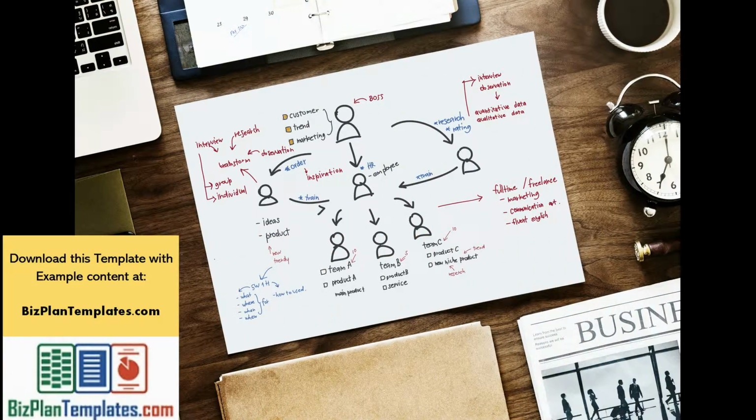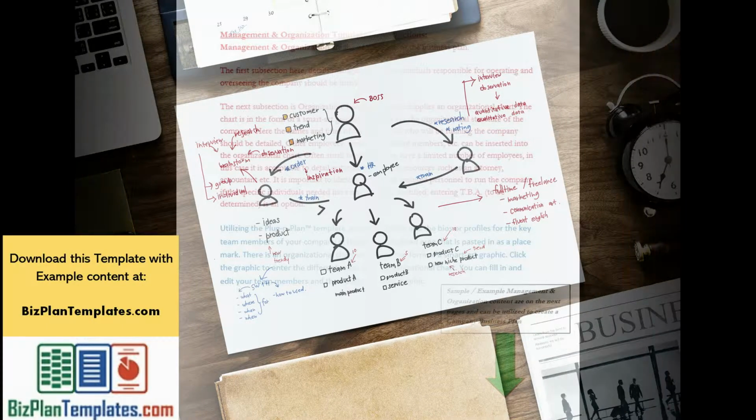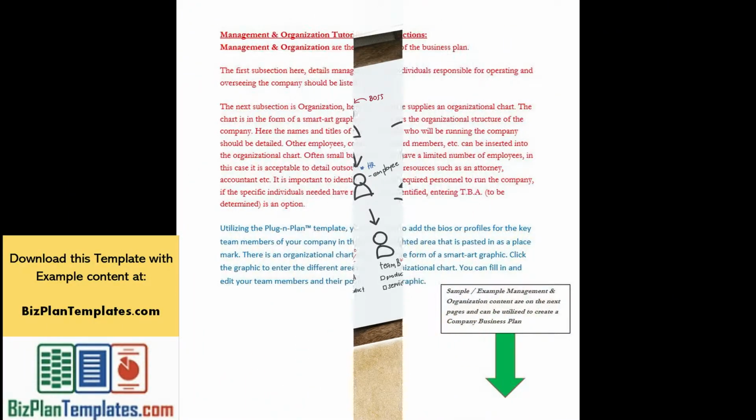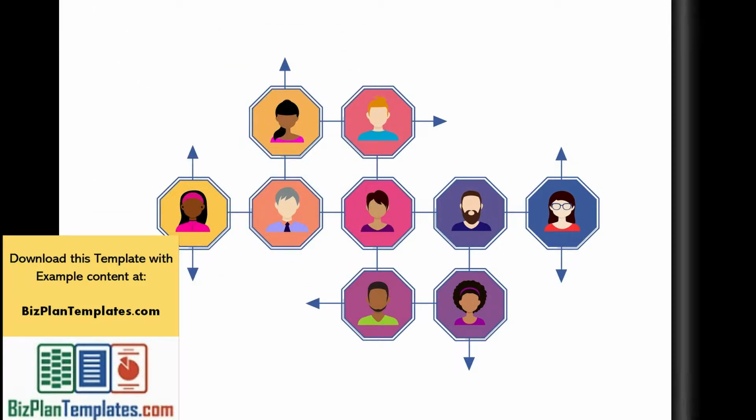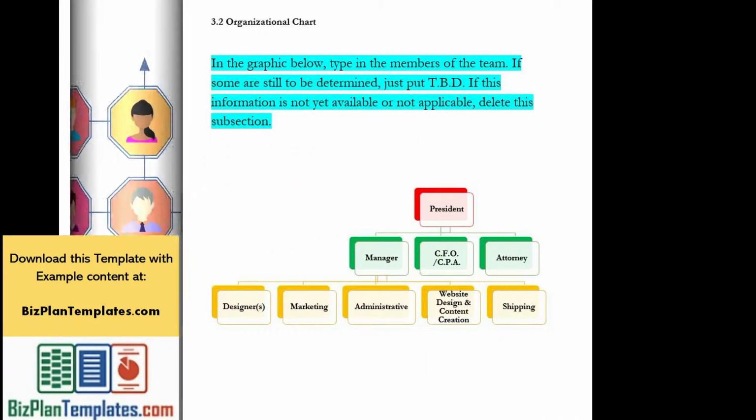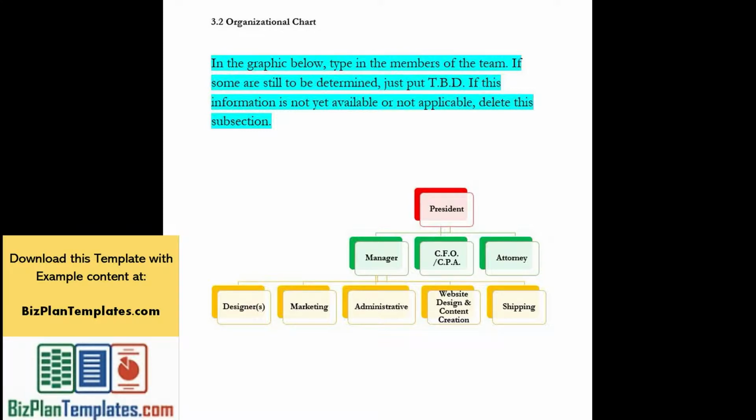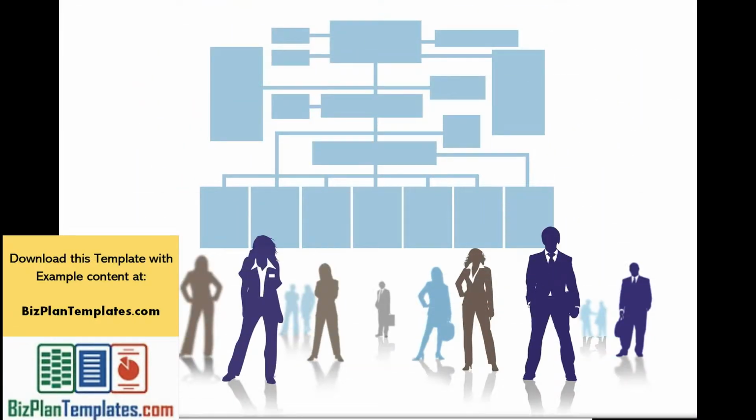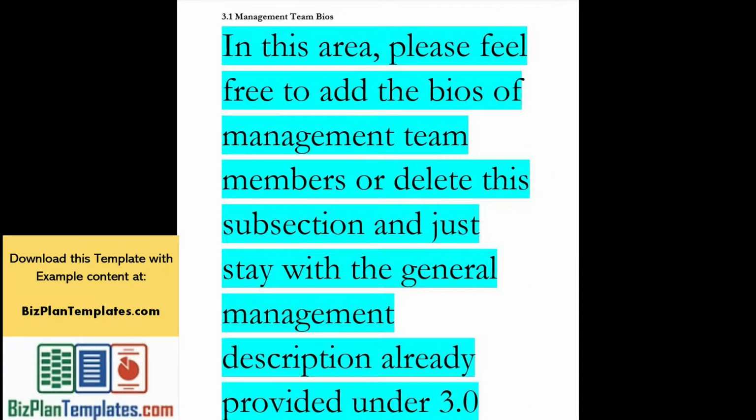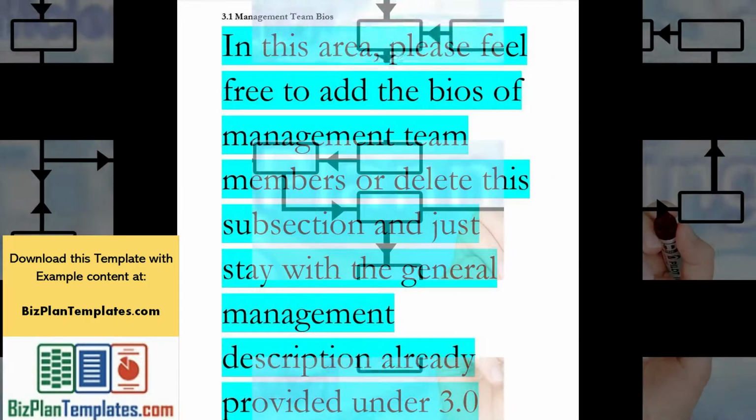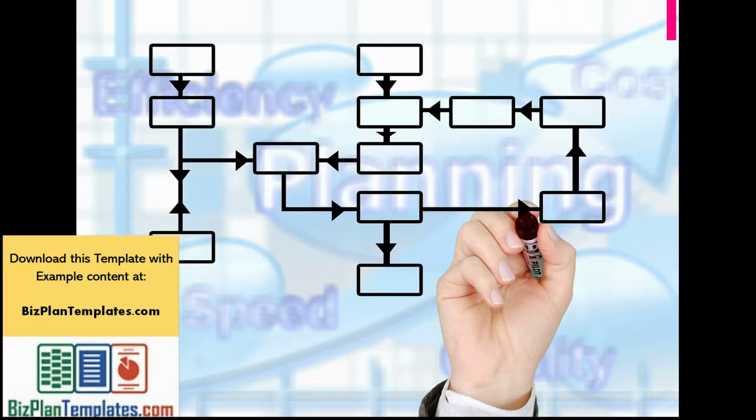Utilizing the plug-and-plan template, users will want to add the bios or profiles for the key team members of their company in the blue highlighted area that is pasted in as a place mark. There is an organizational chart which is in the form of a smart art graphic. Click the graphic to enter the different areas of the organizational chart. Users can fill in and edit the team members and their position in the graphic.